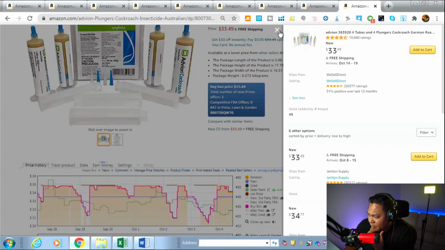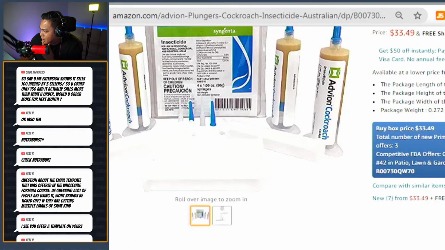Okay, Saul says, so say the extension shows it sells 700 divided by 3 sellers. So you order only 150 and it actually sells more than that. What would you order? Would you order more for the next month?